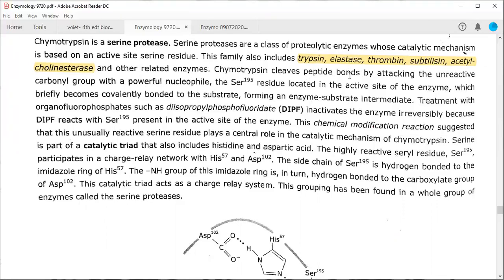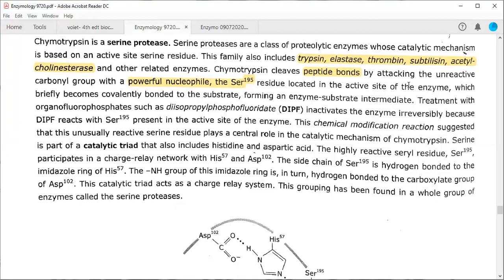Chymotrypsin cleaves the peptide bond. How is it able to cleave the peptide bond? Let's see. By attacking the unreactive carbonyl group with a powerful nucleophile, which is its serine itself. The serine 195 is going to act as a powerful nucleophile. What is a nucleophile? A positive charge loving species. It is going to attack a positive charge because it has OH. O is electronegative, so it can attack some positively charged species.